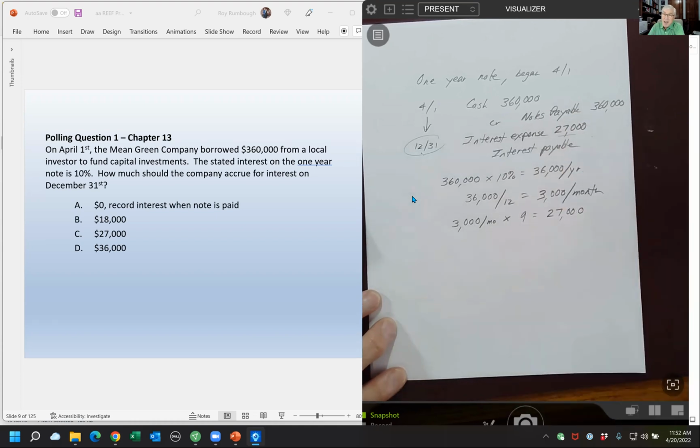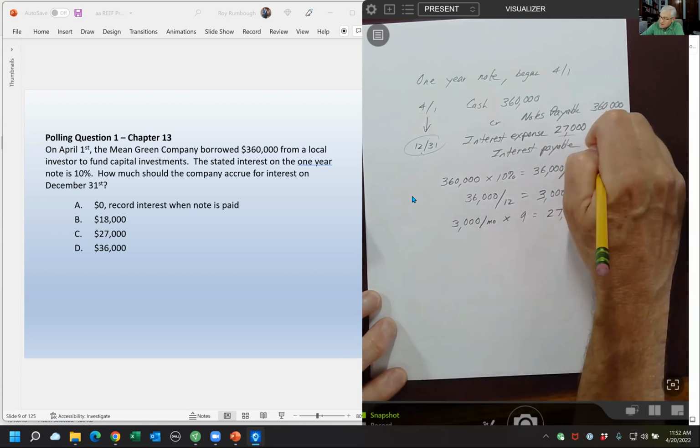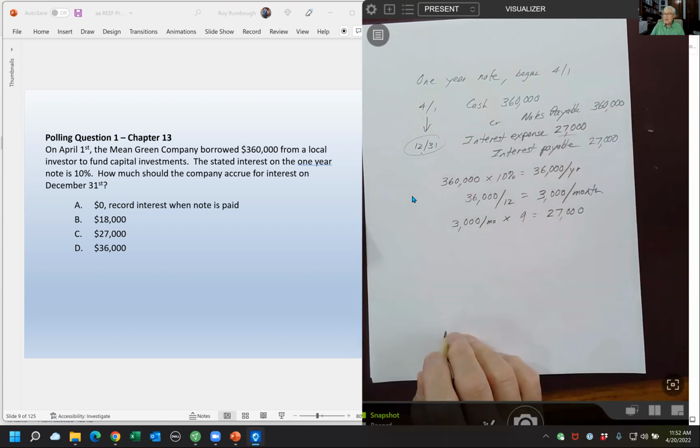But it has not been paid. It will not be paid until the last day of the note. So therefore, I've got to credit interest payable. Question asked, how much should the company accrue for interest on December 31st? The answer is C, 27,000.